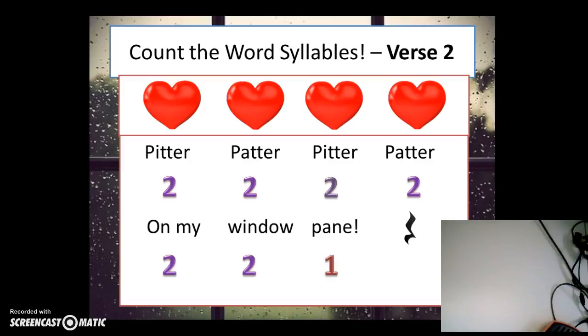Let's do it again just in case that caught you off guard. You're clapping the words. Pitter, patter. Here we go.